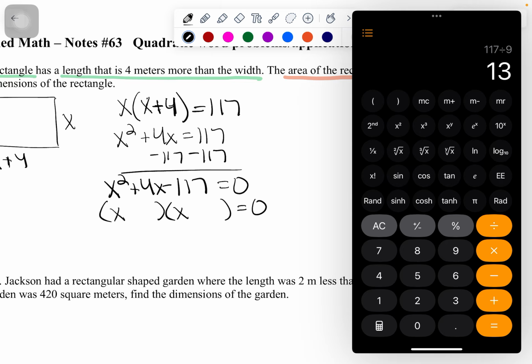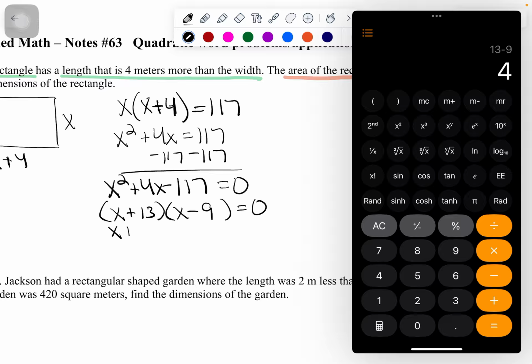I'm going to split the X. 117 is 9 times 13. I'm going to double check that. 9 times 13 is 117. If I take 13 minus 9, I get the 4 in the middle that I was looking for. So there's going to be a positive 13 and a negative 9. If you want to double check my math, feel free. 13 times negative 9 is negative 117. 13 minus 9 is the positive 4 right there.